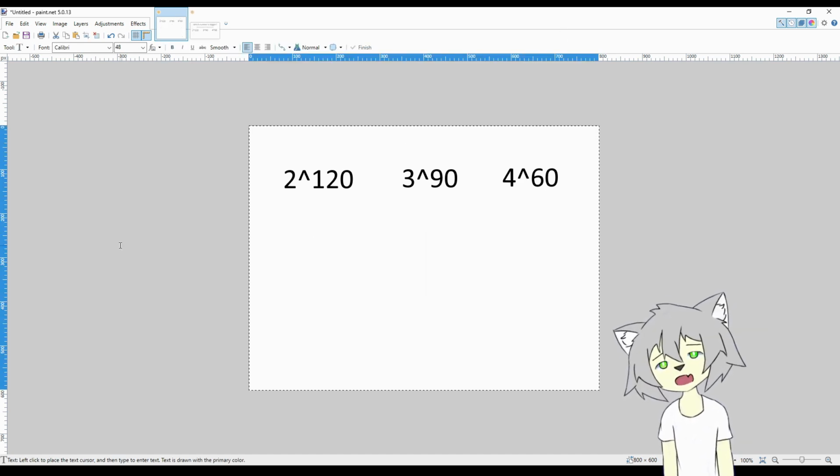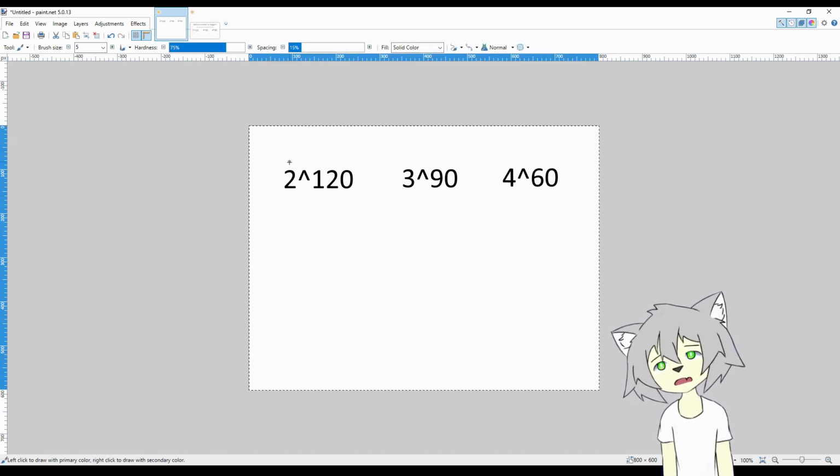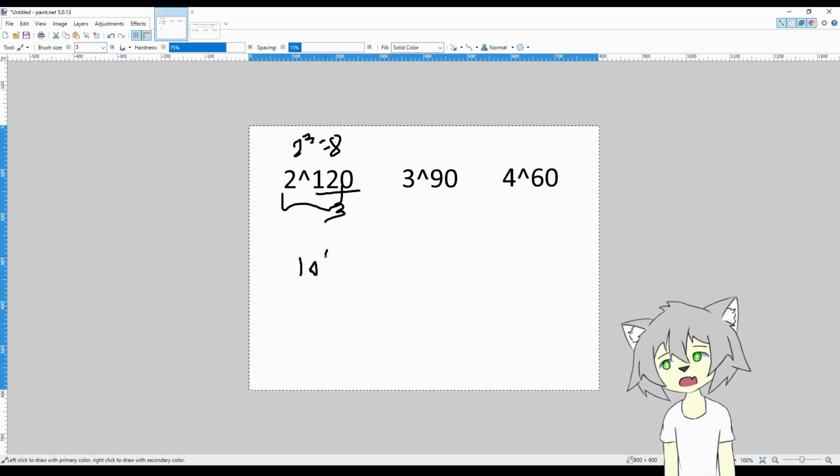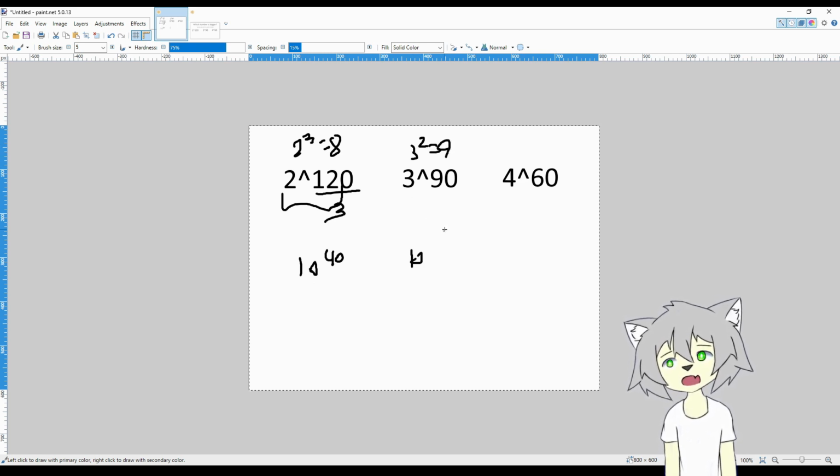In summary, we know that 2 to the power of 3 equals 8. Divide this by 3, and we get approximately 10 to the power of 40 for all I could care about. And then we have 3 to the power of 2 equals 9. Divide this by 2, and we get 10 to the 45. So we already know this is pretty big.